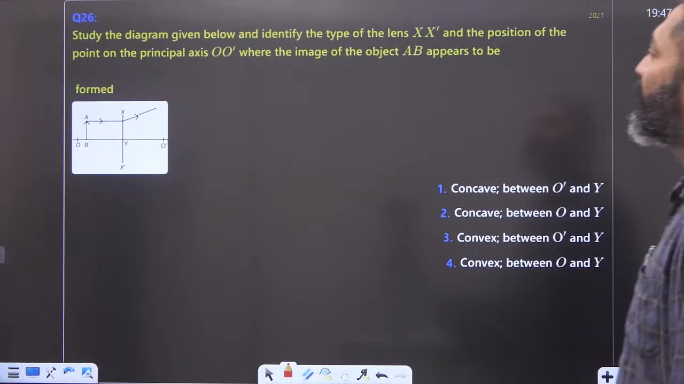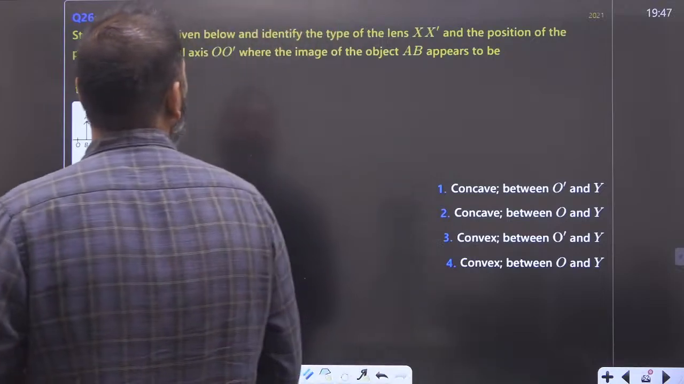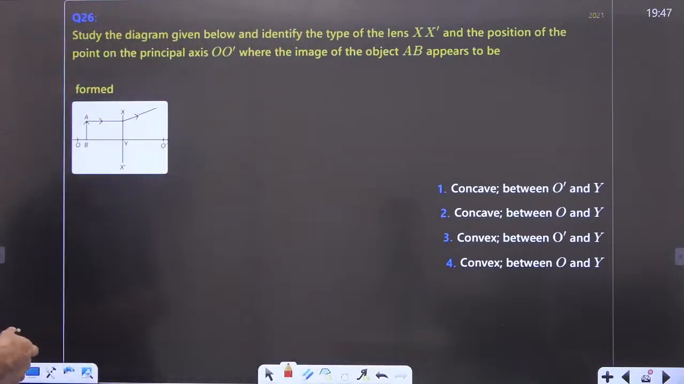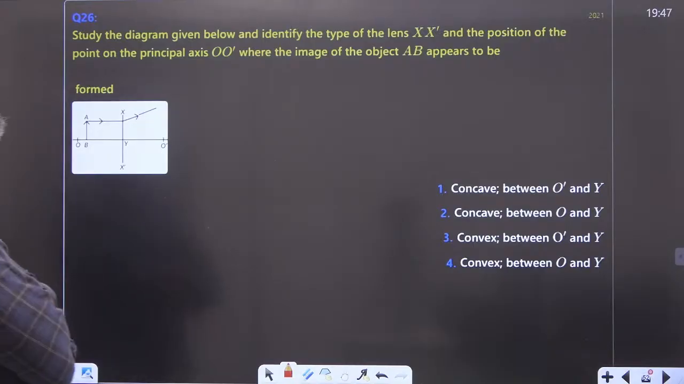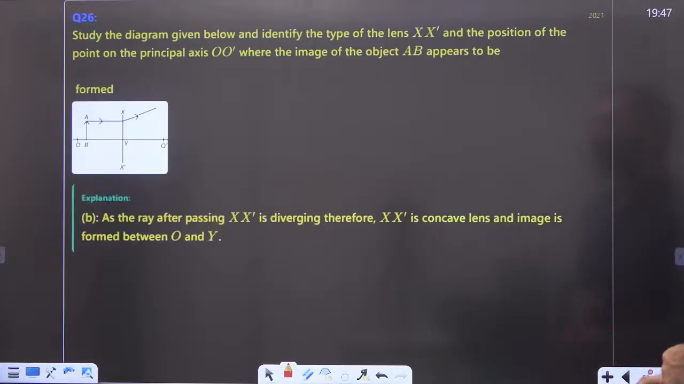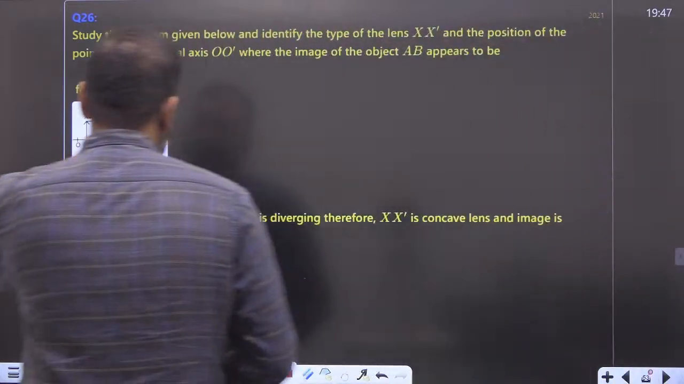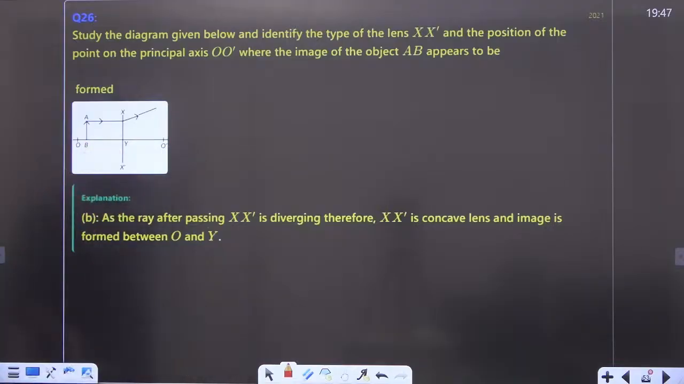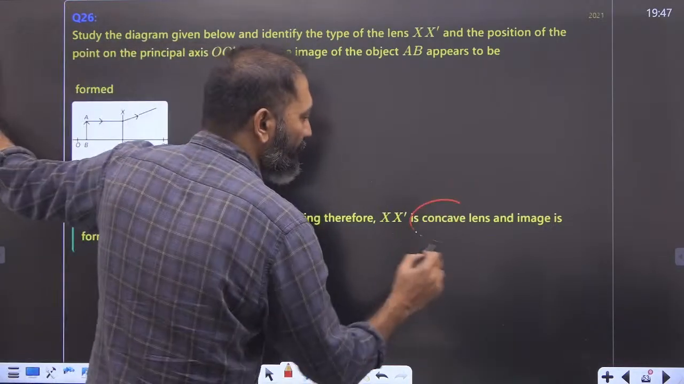Next, study the diagram below and identify the type of lens x dash and the position of the point on the principal axis o dash where the image of the object AB appears to be. നമുക്ക് ശ്രദ്ധിക്കാം, നോക്കാം. As the ray passes through x dash, ഡൈവർജ് ചെയ്യുന്നു. ഡൈവർജിങ് ലെൻസ് ഇത് ഡൈവർജ് ചെയ്യല്ലേ, അകന്നു പോവല്ലേ ചെയ്യുന്നത്. അപ്പൊ ആദ്യത്തെ ലെൻസ് കോൺകേവ് ലെൻസ് ആണ്.